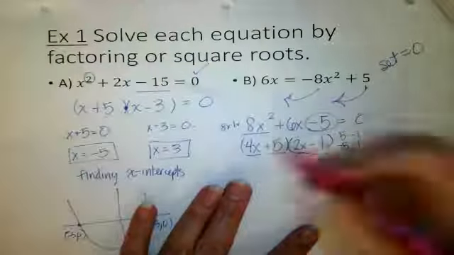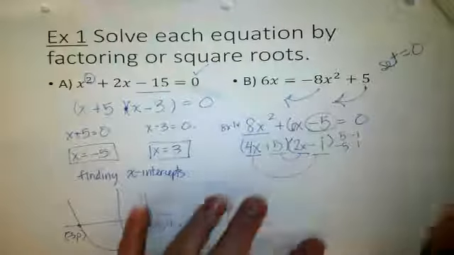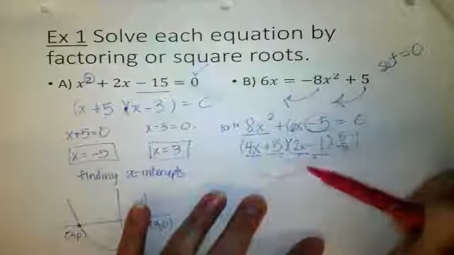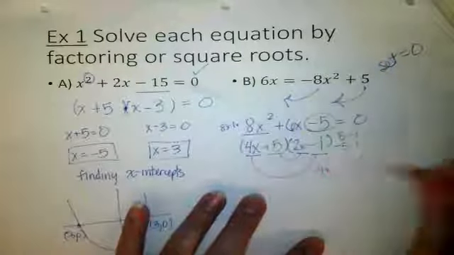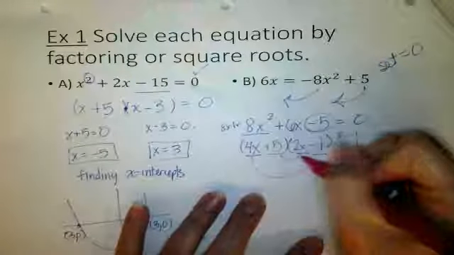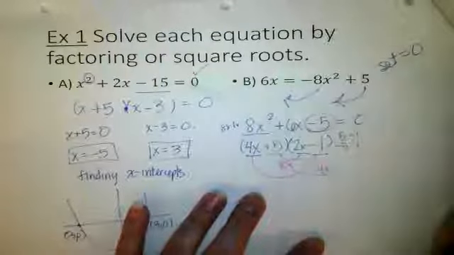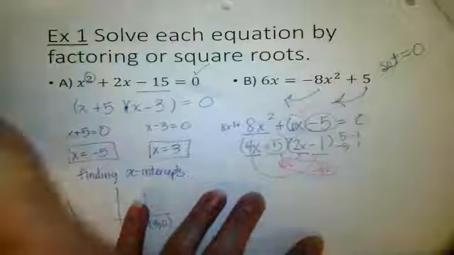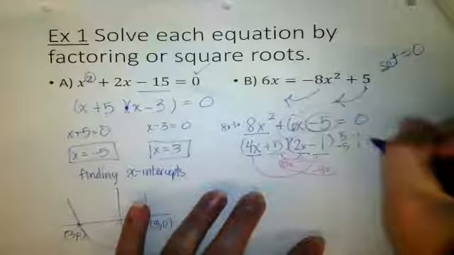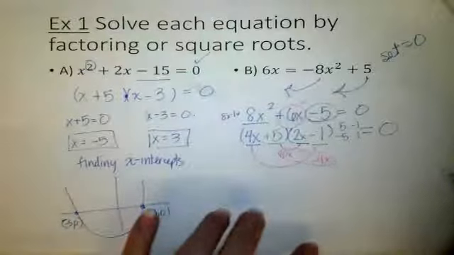Check the rainbow. Ladies and gentlemen, you must remember to check the rainbow. When I check the rainbow, 4x times negative 1 is negative 4x. 5 times 2x is 10x. And when we add those together, what do we get? 6x, so we know we did it correctly. Okay? All right, so that is set equal to 0, and now we can utilize the zero product property, which says what?